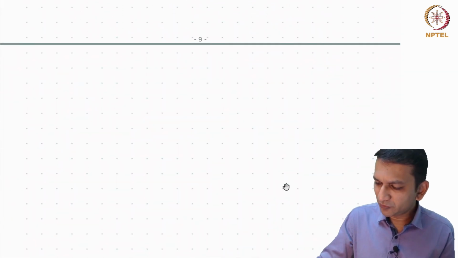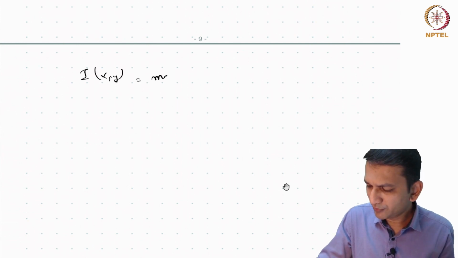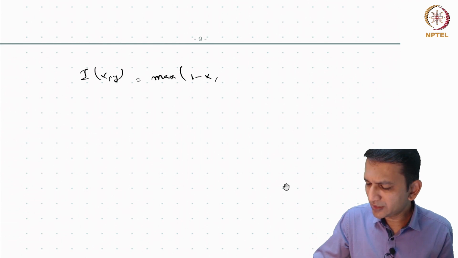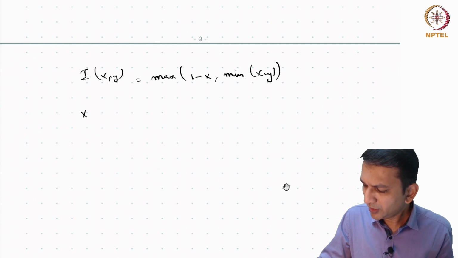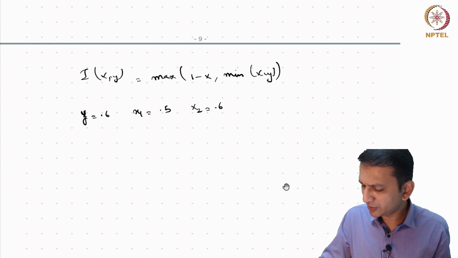Let's look at this formula. I(x, y) is equal to max of 1 minus x, comma, min of x, y. So let's fix a y. Let's fix y to be 0.6 and take two values for x: x1 is equal to 0.5 and x2 is equal to 0.6.